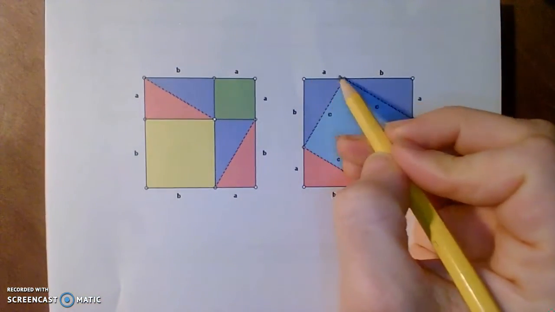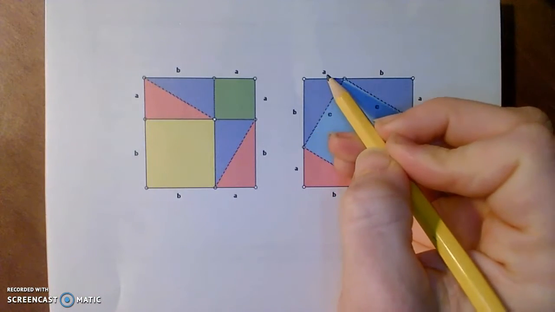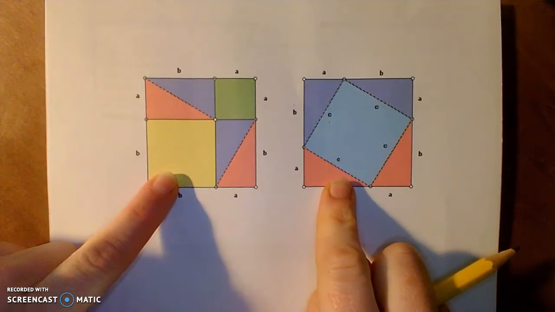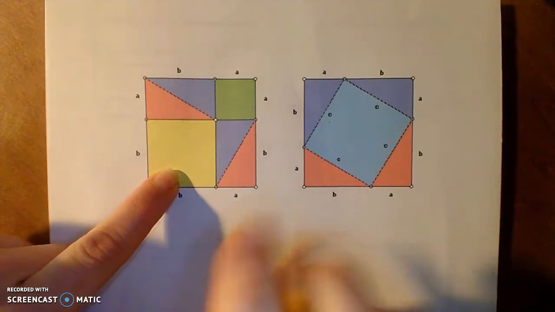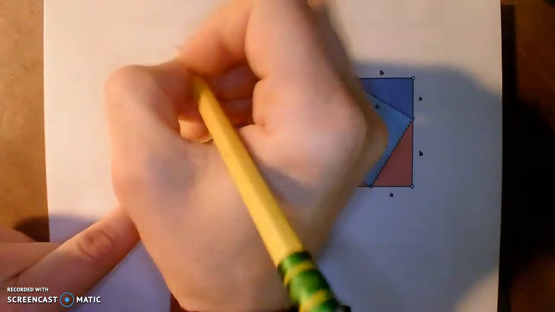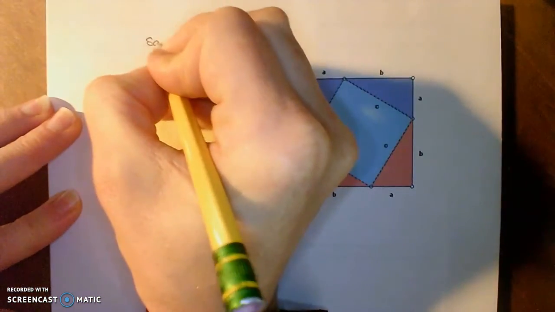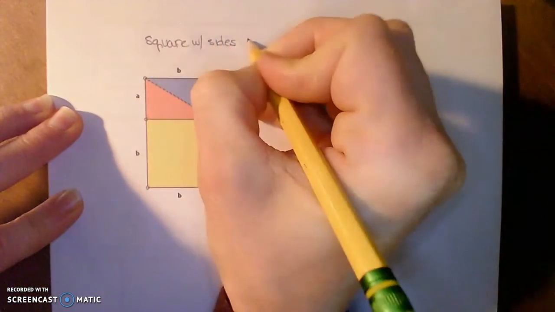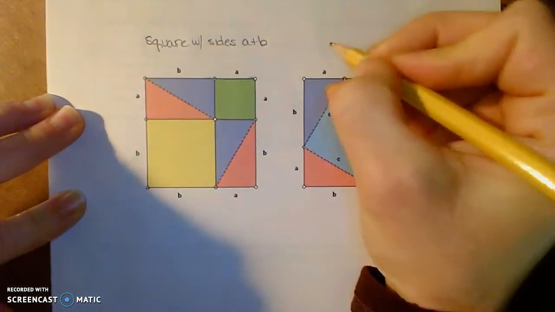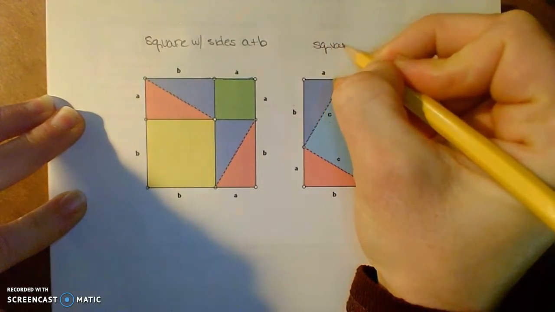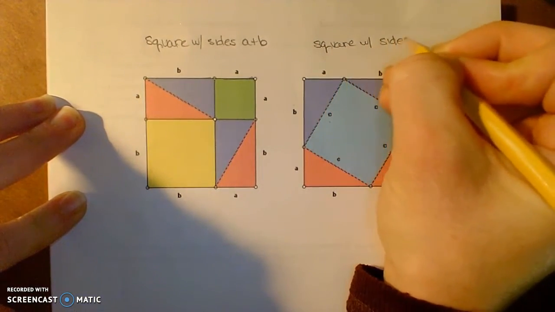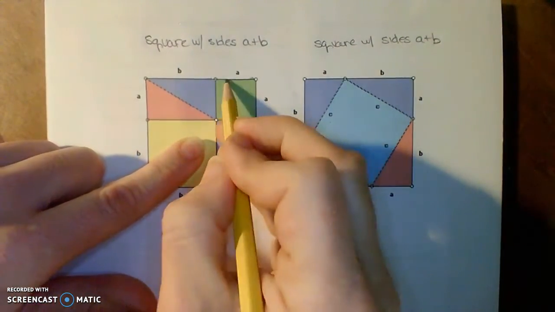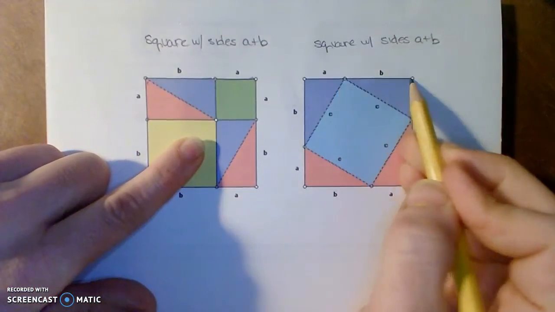So imagine that you have a right triangle with side lengths A and B for the legs and C for the hypotenuse. This is two different squares that have side length A plus B. So this is a square with side A plus B, and this is also a square with sides A plus B. Okay, so again, A plus B is the side length for both.